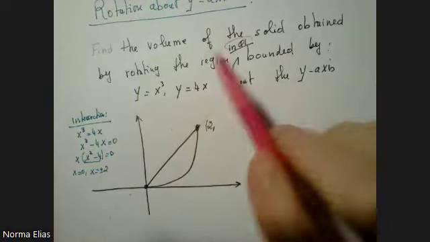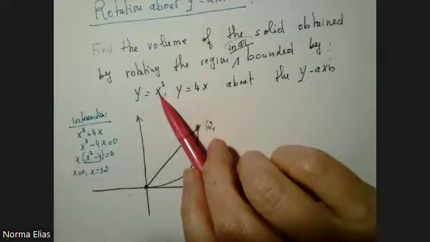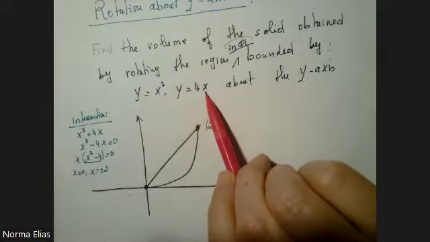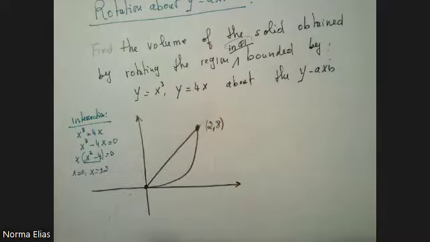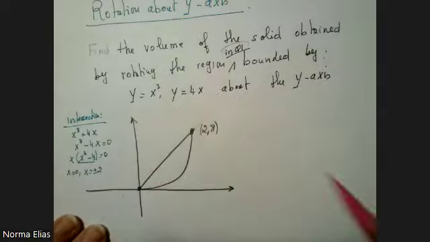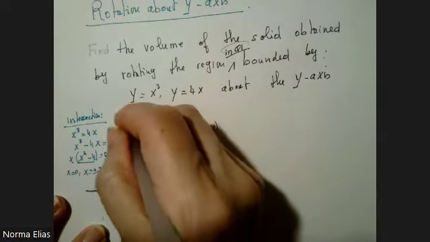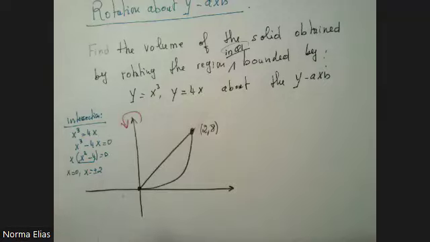That's the intersection. And now whether I plug 2 in this formula or this formula, I'm going to get the same. I will get 8. So now I have a good understanding of the region. So that's my region. But now that's the different thing here. I'm rotating it about the y-axis, instead of the x-axis like before.